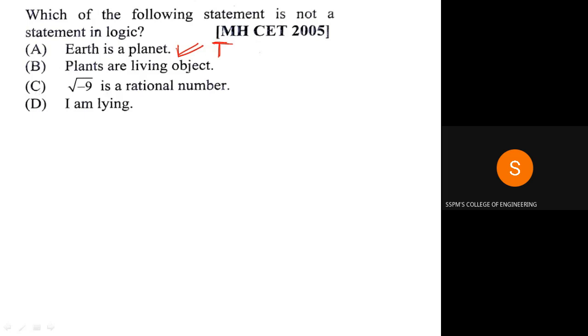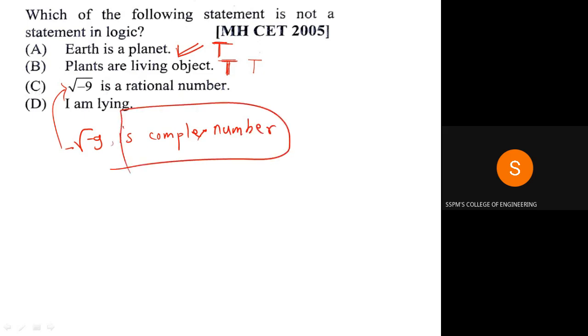Earth is a planet. Plants are living objects. Plants are living objects, yes. This is also a statement which has truth value T. It is true, so therefore it has truth value T. Minus root 9 is a rational number. What is minus root 9? Minus of root 9 is actually a complex number, but we don't have to consider it. It doesn't matter here. It is given that it is a rational number. This has truth value F, but it's still a statement.